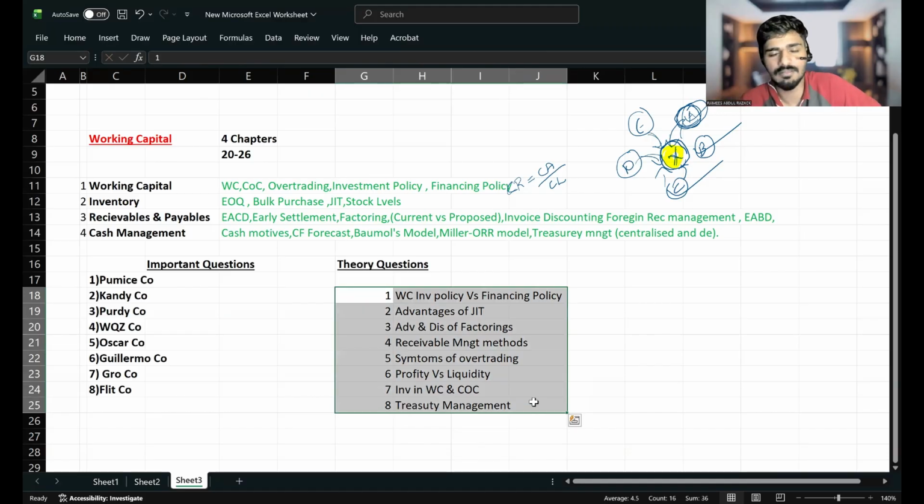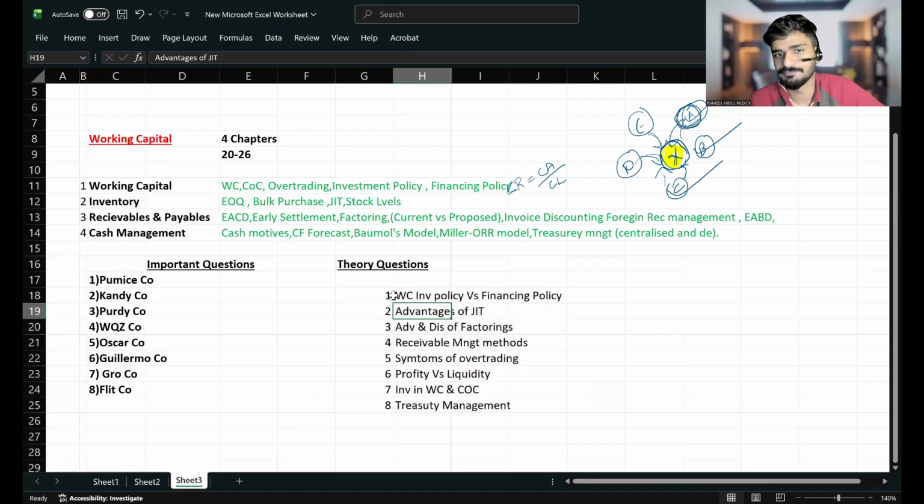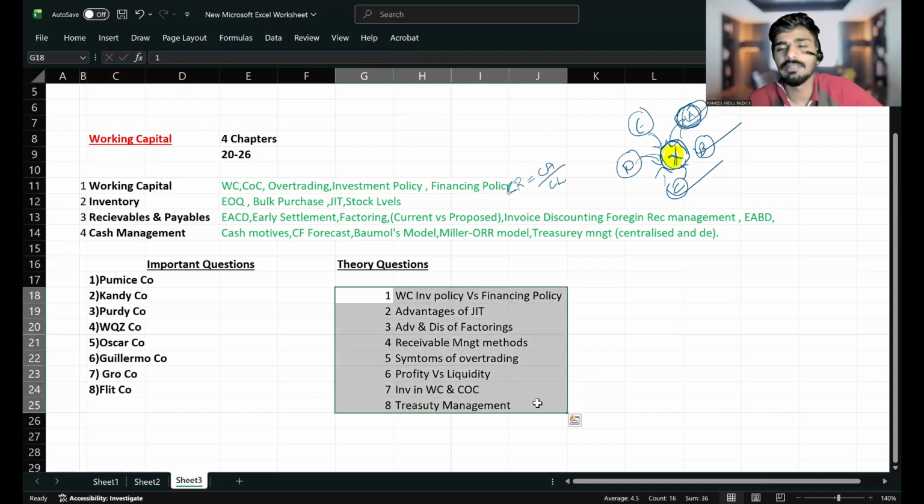areas where they can ask from, like they can ask about cash motives. Sometimes they can even ask about the advantages or the assumptions related to EOQ. Anything they can ask, but these are the most important questions. At least you have to learn this much before going for your exam.